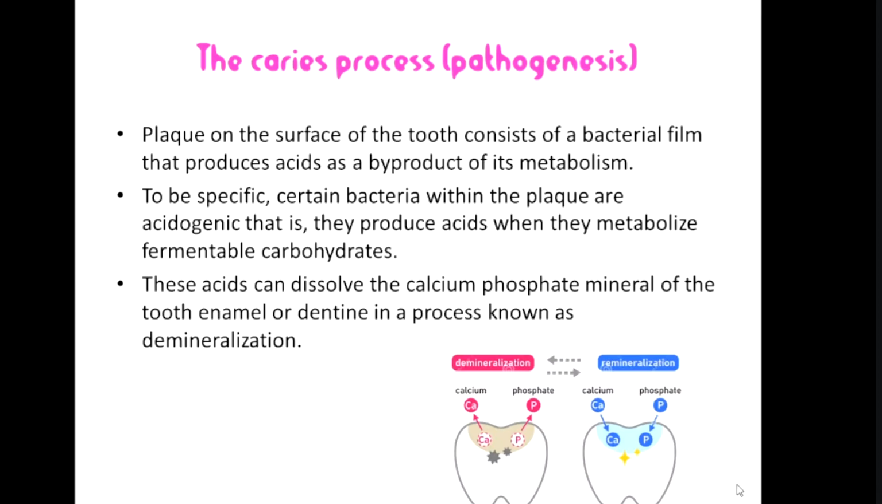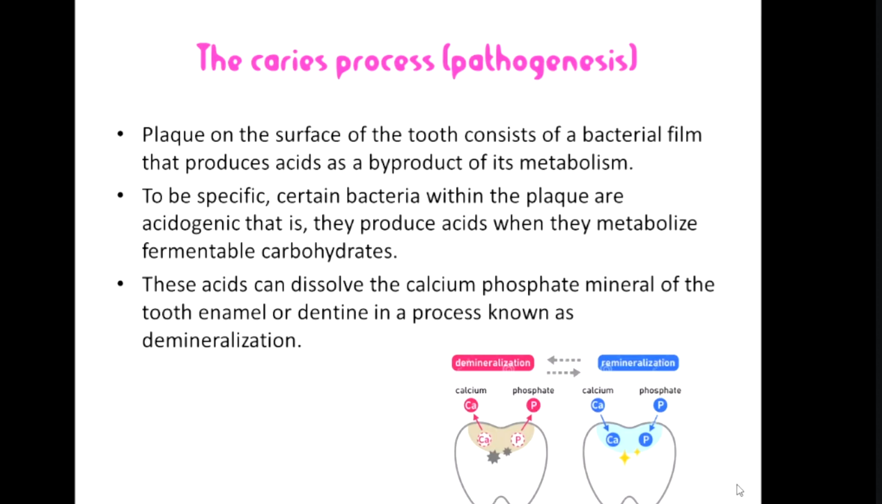This plaque is colonies of bacteria, an accumulation of bacterial film. The bacteria will produce acid as a byproduct. So this acid will start the process of caries.